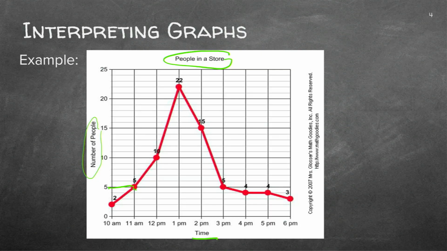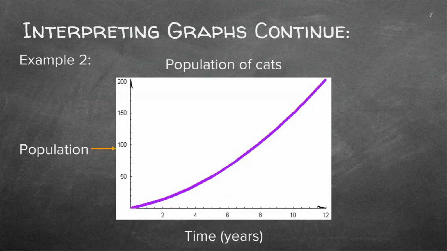Let's look at another example. This one has the title, the population of cats. So this vertical axis will tell us the population of cats, 50, 100, 150, 200, over a period of 12 years.